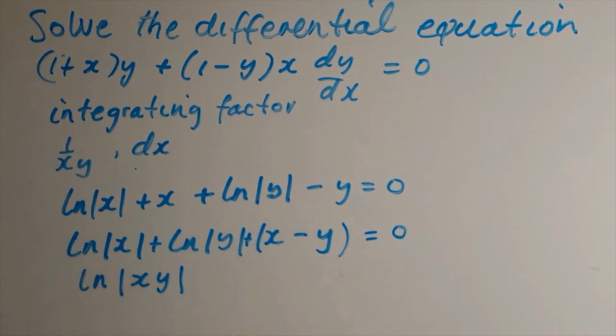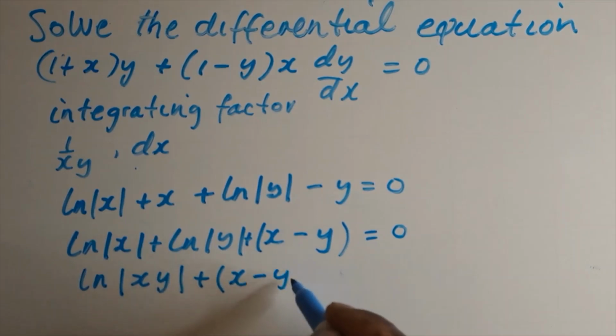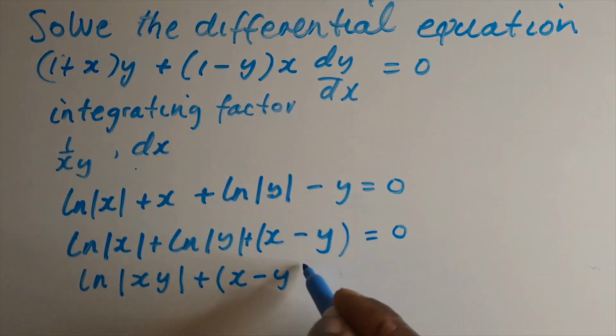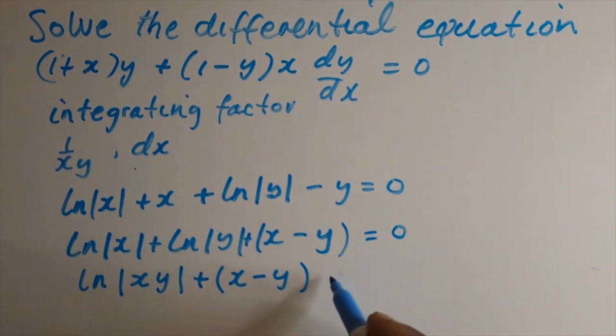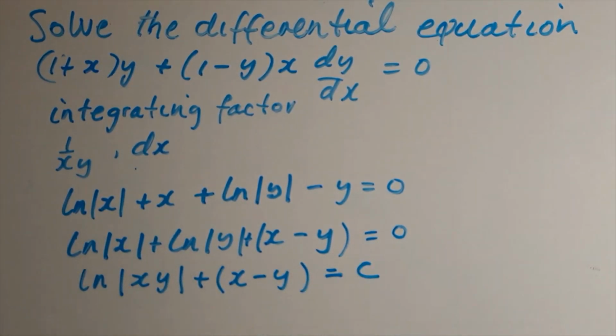So that simplifies it, and we're adding x minus y, and it's equal to an arbitrary constant.